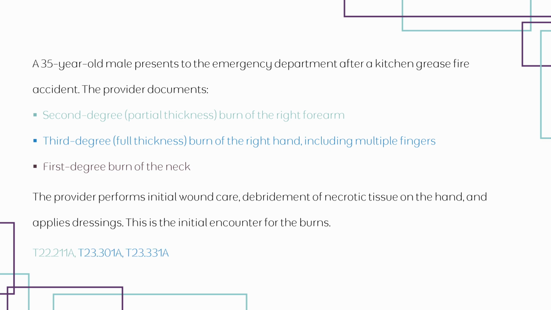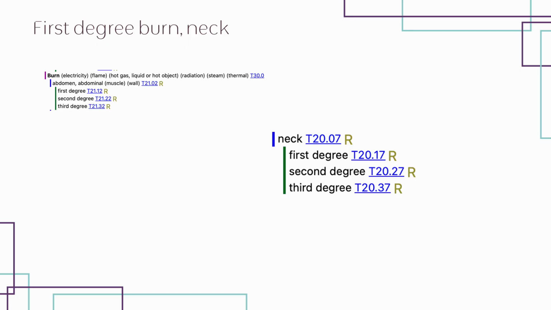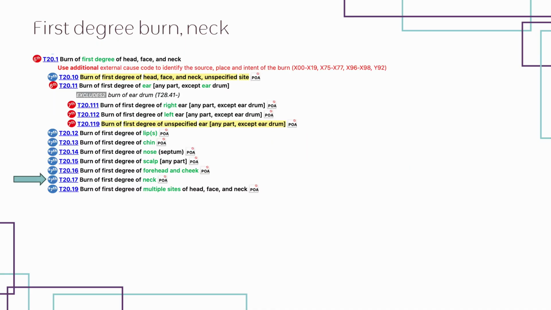Next, we need to find the code for the first degree burn of the neck. So let's go back to the burn in alphabetic index once again. Find the subentry for neck. And this is for a first degree. Now let's go verify and expand T20.17. T20.17 is for a burn of first degree of neck.